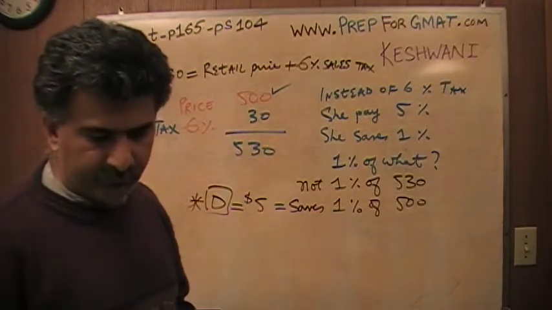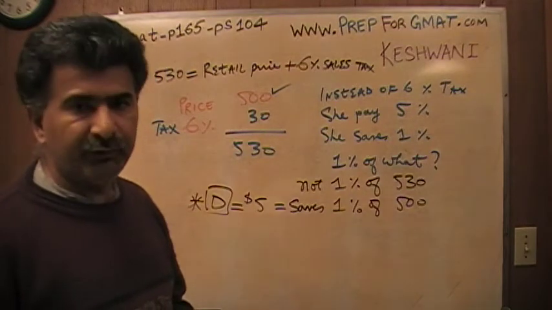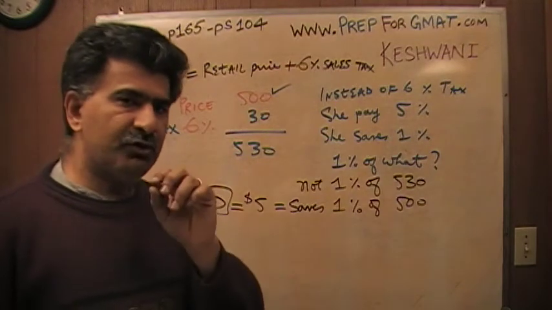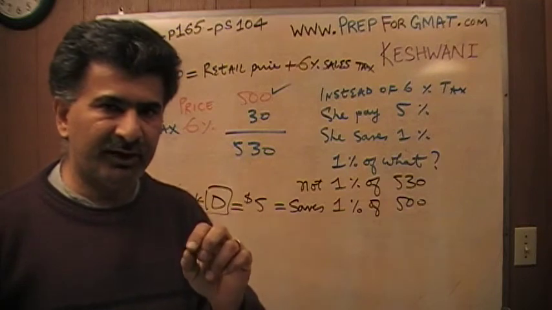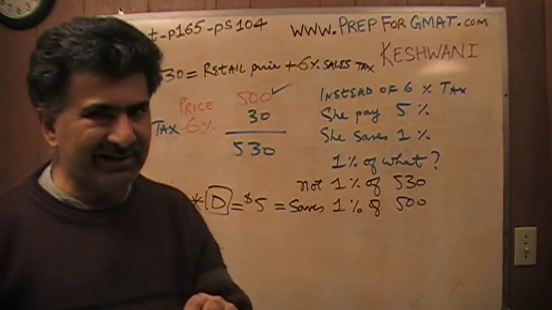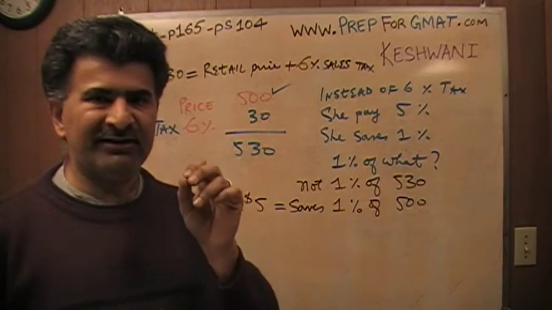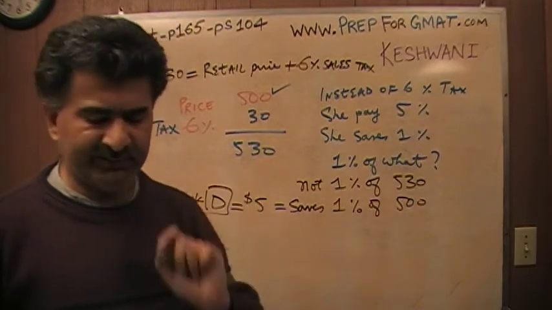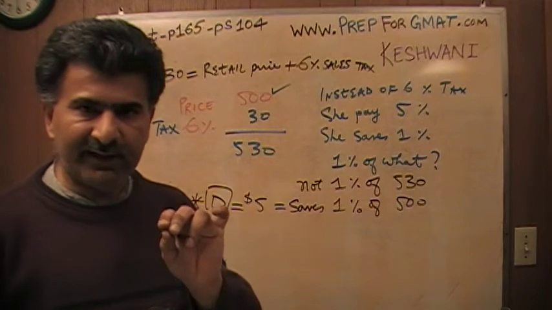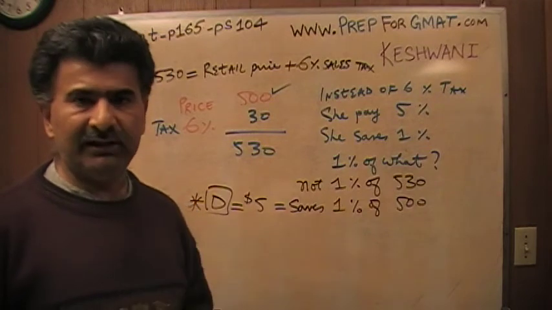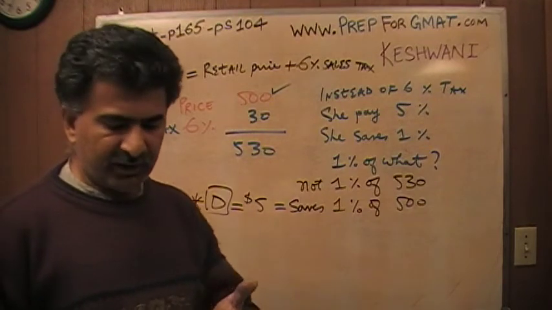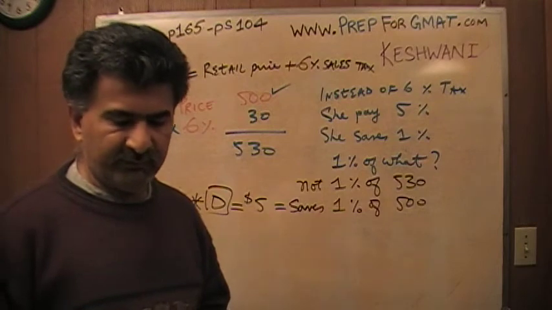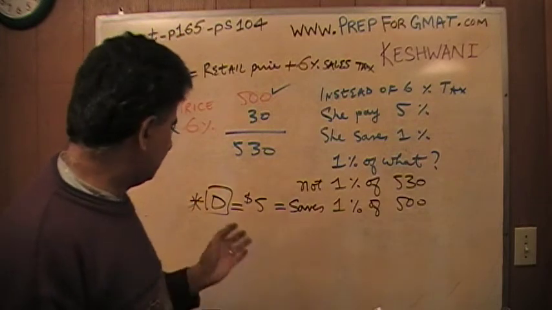Do you understand? That's what it is. And if you didn't want to do all this work, even if you just realize that she's saving 1%, not of 530, but of something less than that, then you should immediately realize that she's going to be saving not $5.30, but something slightly less than that. And the only answer choice that is slightly less than that is D, $5. It's not going to be $4.30, it's not going to be $2.65, it's not going to be $1. Those are too small. The answer is D.